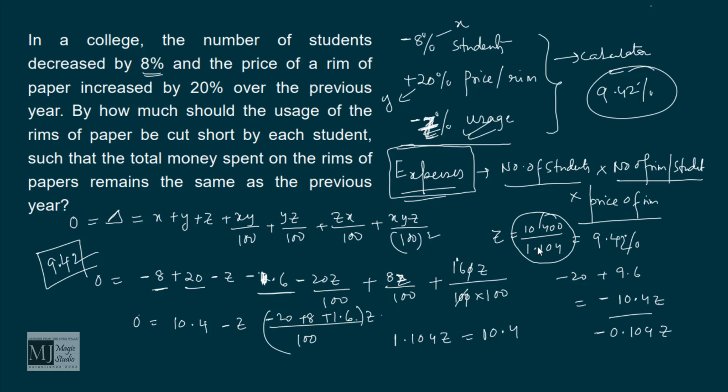If I write 0, 0 and remove this, I'm looking out for what? 10400 by 1104. Okay, 1104 into 10 is 11040, which is greater than 10400, and into 9 is 9936, which is less than 10400. So it is quite evident that the answer lies between 9 to 10%. Then choose the option wisely. I hope this makes sense to all of us. Let's move on and take another question.